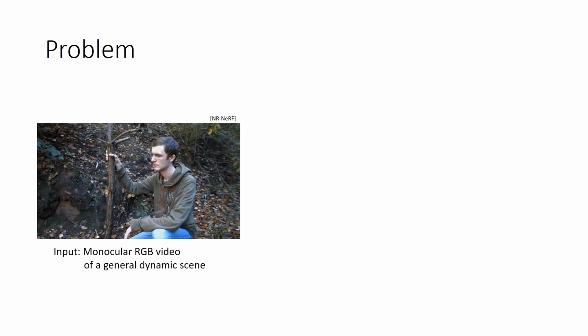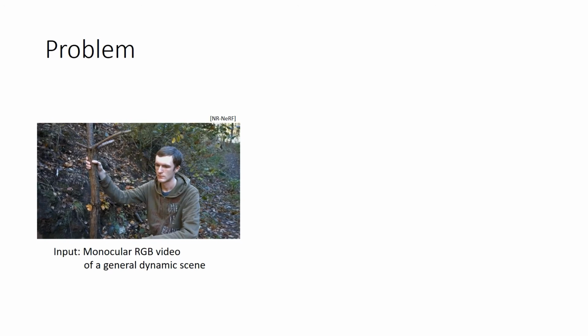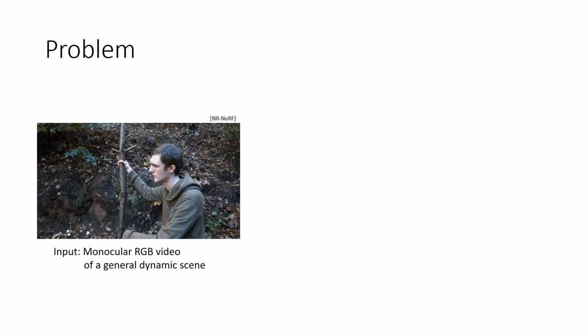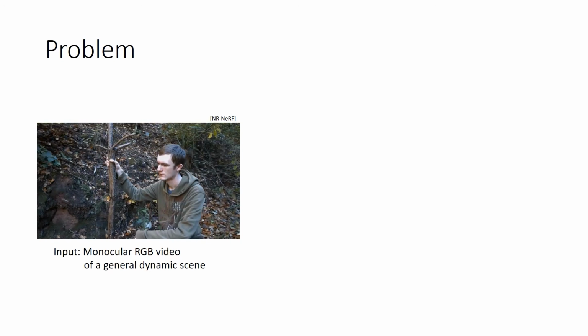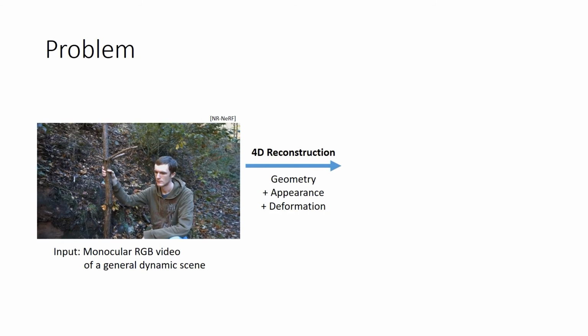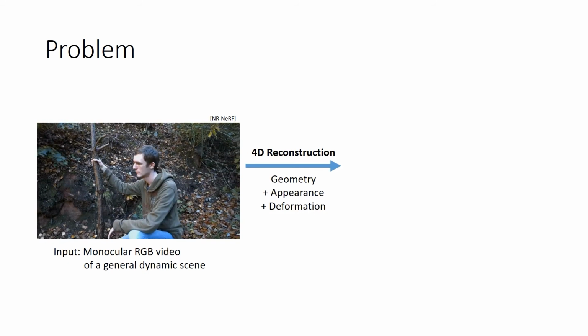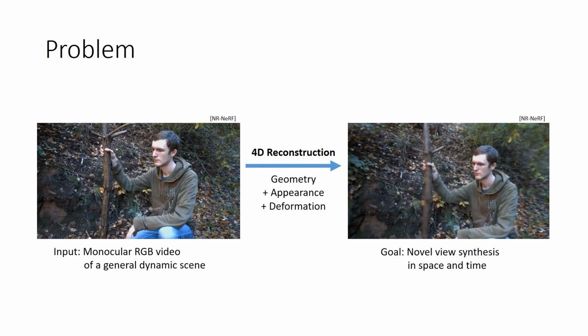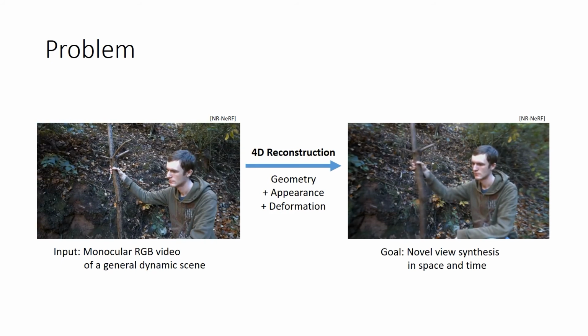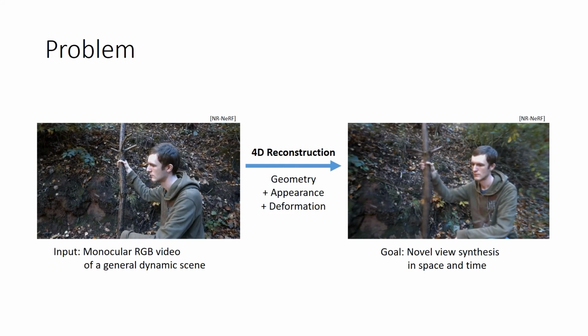The problem we want to look at takes as input a monocular RGB video of a general dynamic scene and is not restricted to faces or human bodies, as can be seen in this example. We then want to obtain a 4D reconstruction of that scene, namely the geometry, appearance and deformations. This reconstruction then allows us to synthesize novel views. Ideally, we want them to be consistent across space and time.